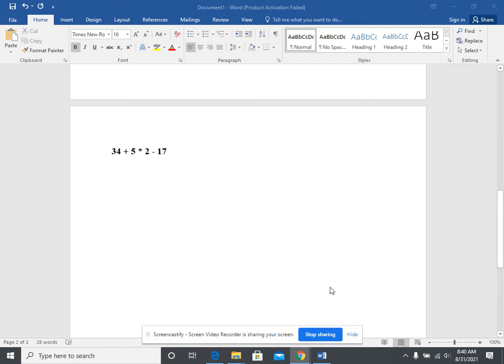multiplication and division, which if those are on the same line together, you work those left to right, and then addition, subtraction, same thing with that as well. If you have addition, subtraction on the same line together, then you work between those two left to right. So in this situation, we've got addition, multiplication, and subtraction.